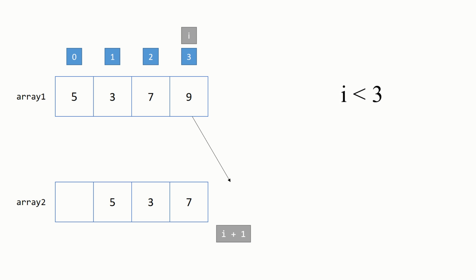To generalize for any array, we repeat the copying process while I is less than the length of the array minus 1. Finally, the last step is to access the last element from array1 and copy it to the first position in array2.